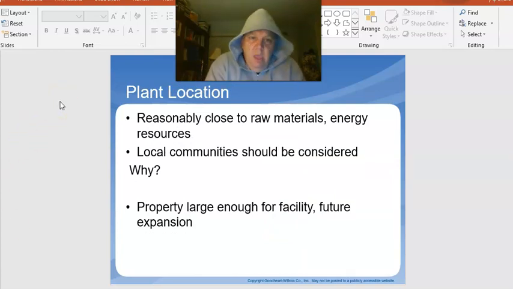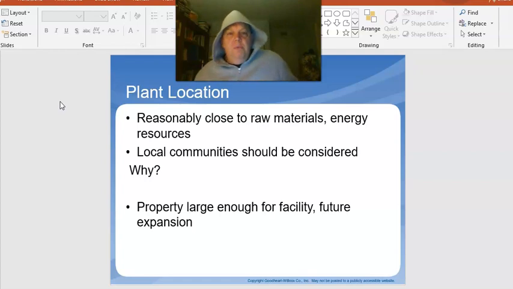Now you've figured out the basic floor plan of your chemical plant. You've looked at some basics. What are you going to make? What materials? Now the next thing is plant location. Location, location, location.